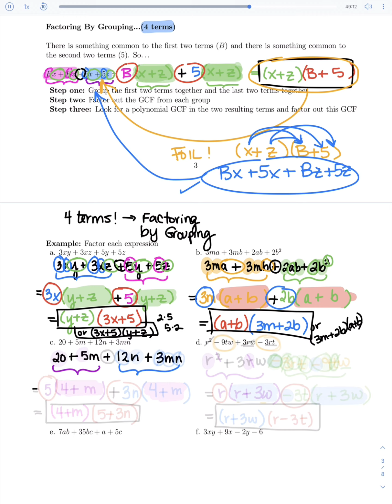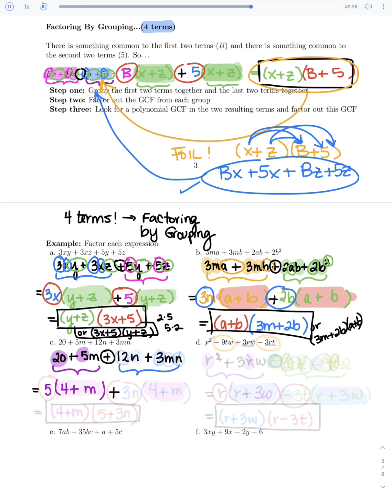Well, let's see, what do the first two have in common? Well, not much. We have the number 20 and the number 5. Those are both divisible by 5, so I can pull out a factor of 5. Dividing out a factor of 5 from the 20 leaves me with a 4 plus. Pulling out the 5 from the second piece just leaves me with an m. Pulling down the plus sign.